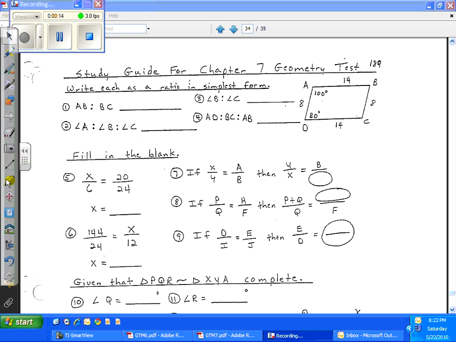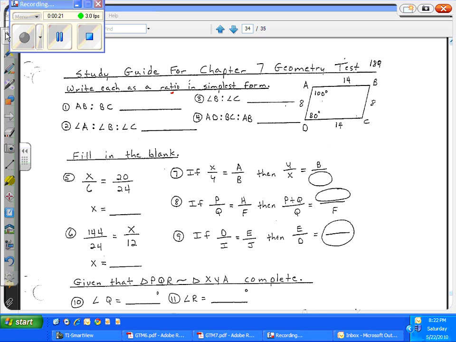It says write each ratio in simplest form. Remember, in a ratio, we said in this text it's a comparison of two items. As we went back to the Algebra 1 text on page 51, we said whatever it says first goes first. It said AB first, so we put AB first. So AB is 14. BC was second. BC is 8.